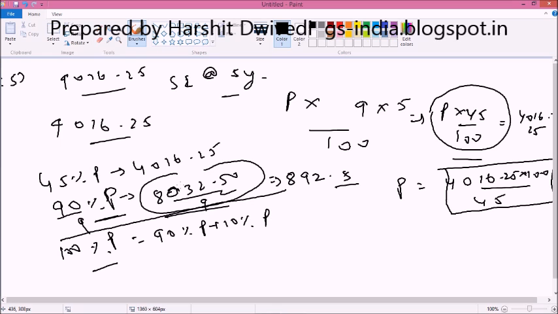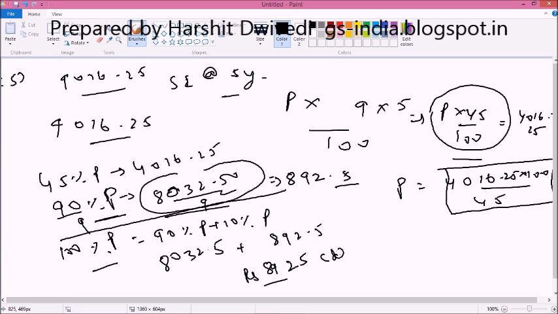I know that this thing is not very easy. But it is also not unsolvable. It can be solved. So 90% is 8032.5 plus 10% becomes 892.5. When you add it, it will become 8925 rupees. That becomes your option D.